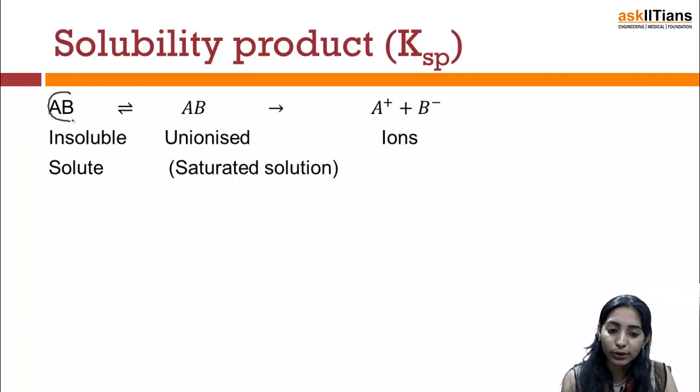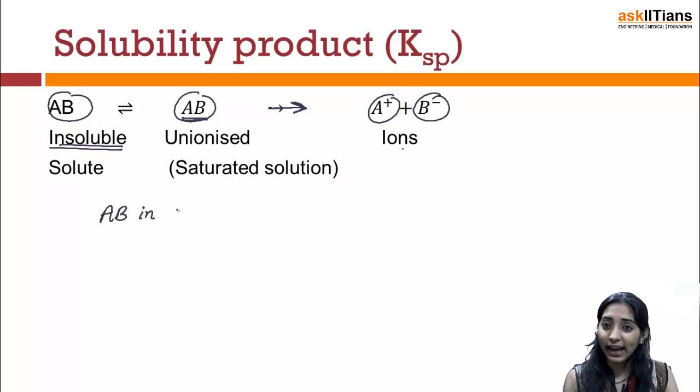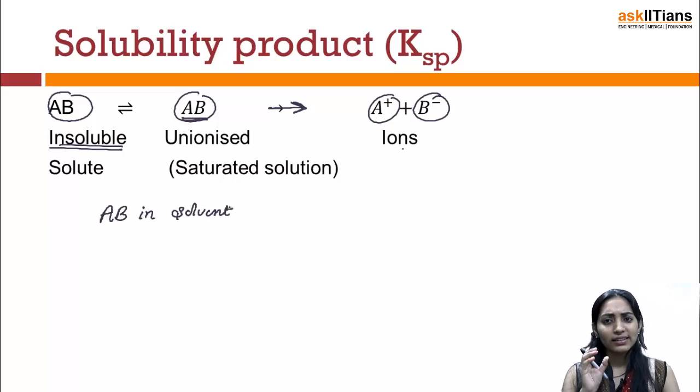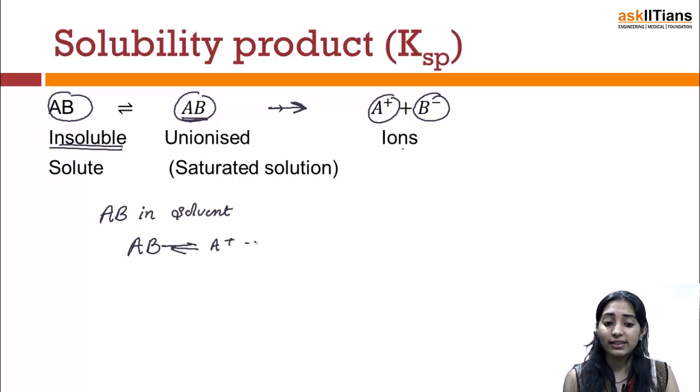For example, you have any electrolyte AB. I say that this is in equilibrium with AB. Now this is insoluble and unionized, and I can say that it gets broken down to A positive and B minus ions. So if you are dissolving AB in any particular solvent, according to the value of solubility, that much solute will be dissolved in the solution and the remaining amount will be left out as insoluble or unionized solute. So if I write this reaction, AB forms A positive and B minus.